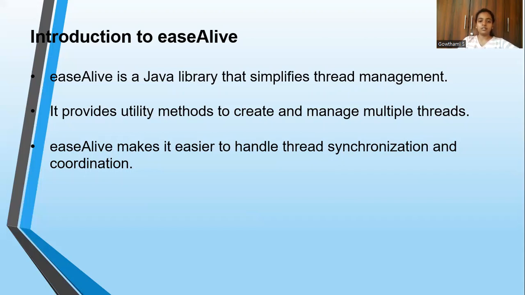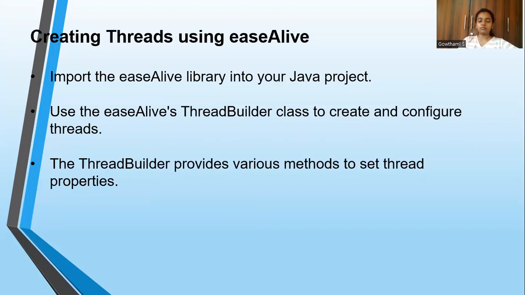isAlive is a Java library that simplifies thread management. It provides utility methods to create and manage multiple threads. isAlive makes it easier to handle threads, synchronization, and coordination. So how do we create the threads using isAlive?